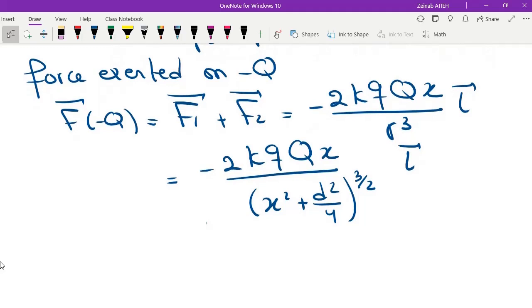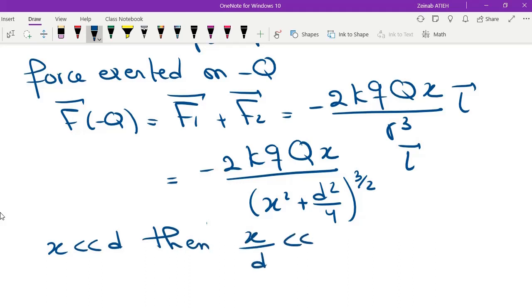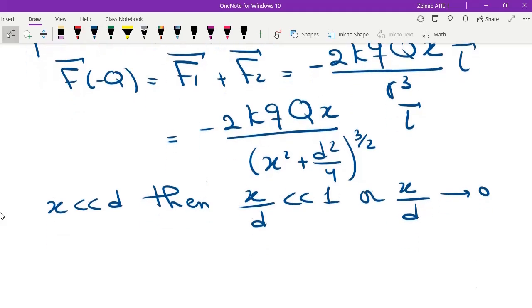Now, we did not finish yet. He gave us an important hint in the part. He said that x is much smaller than d to get a simple harmonic motion. Now F this way does not give me simple harmonic motion, but he said x is much smaller than d. So x is much smaller than d. Then I can say that x over d is much smaller than 1, or I can say that x over d approximately tends to 0. It's very small. Okay, so what do I do usually in such problems?